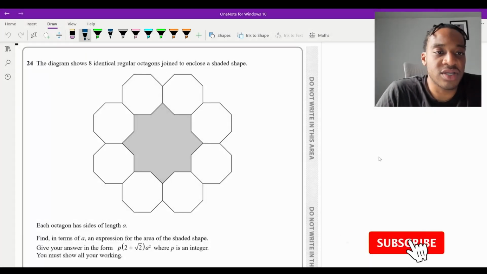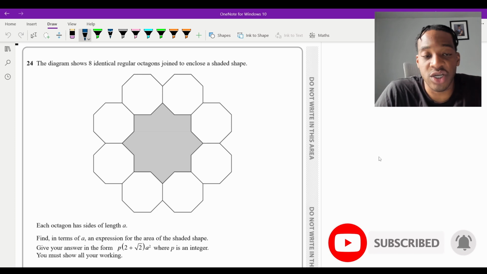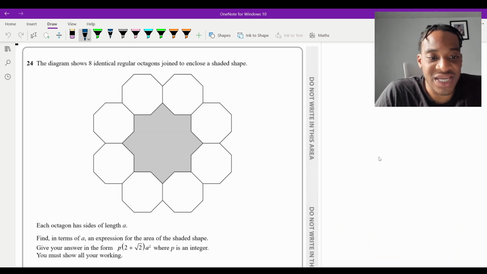Okay, so question 24 says the diagram shows 8 identical regular octagons joined to enclose a shaded shape. It says each octagon has sides of length A. Find in terms of A an expression for the area of the shaded shape. Give your answer in the form P multiplied by 2 plus root 2 multiplied by A squared, where P is an integer. You must show all your working. Now, this is a 5 mark and it's the last question of the exam, so it's definitely very tricky.